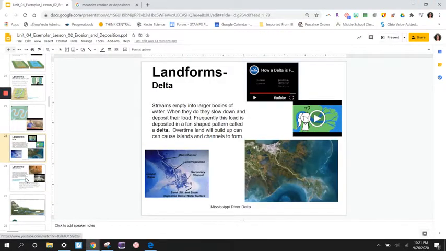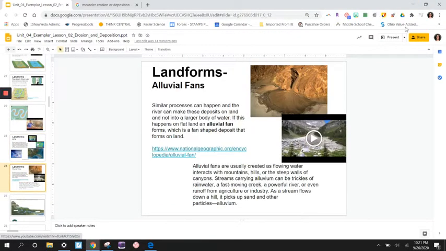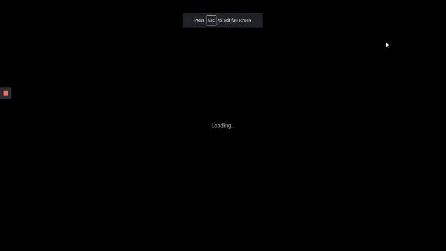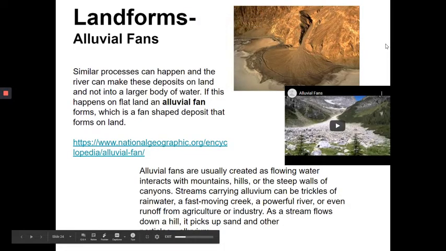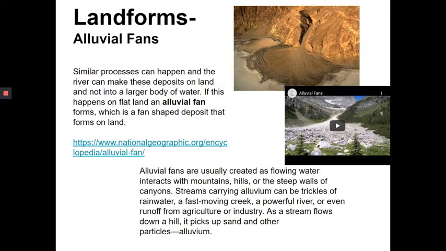Something very similar to a delta is something called an alluvial fan. It's a similar process that can happen when a river makes a deposit on land instead of into a large body of water. If this happens on flat land, an alluvial fan forms, which is a fan-shaped deposit that forms on land instead of in a larger body of water.